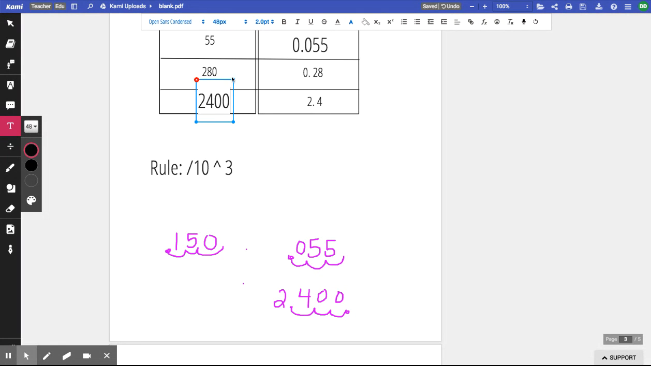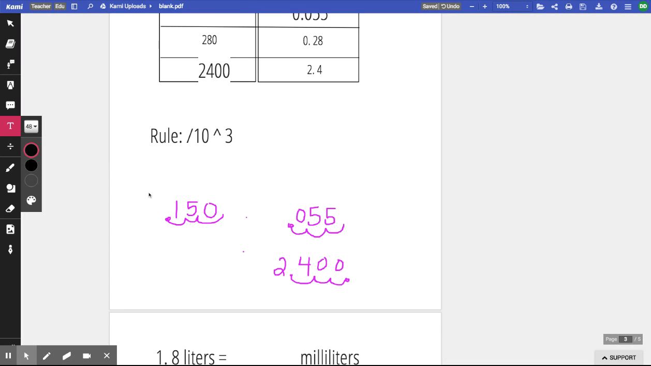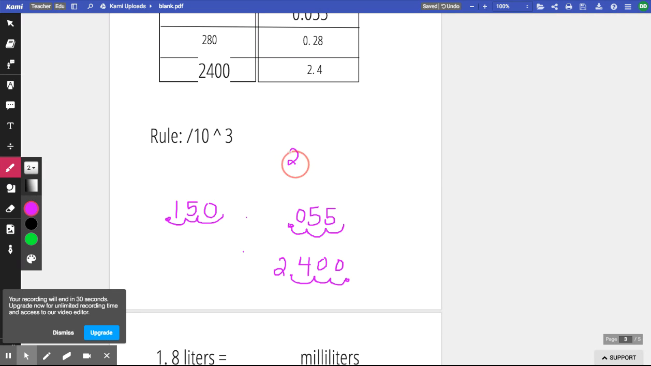We can check to make sure that our answer is correct. I can check because I can say, all right, here's 2,400. When I move my decimal point, I could do my rule, moving my decimal point 3 places to the left. 1, 2, 3. Does that give me an answer of 2 4/10? Yes.